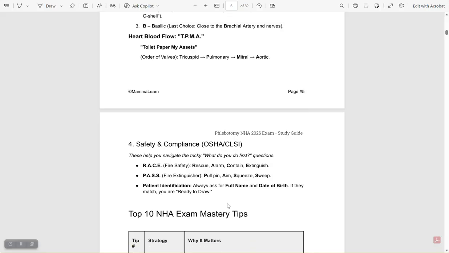So first is pull the pin, aim, squeeze, and sweep. The fifth is patient identification. Always ask for full name and date of birth. If they match, you are ready to draw.